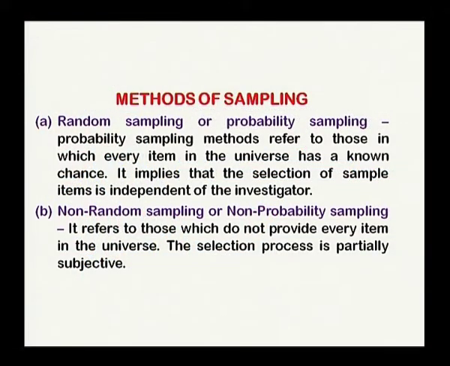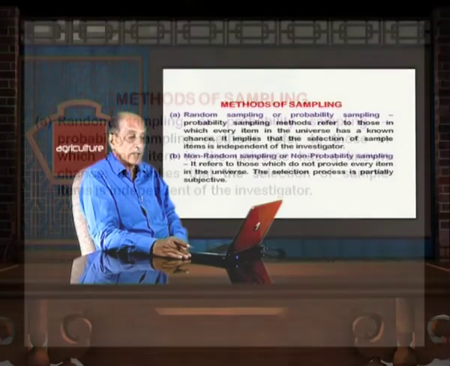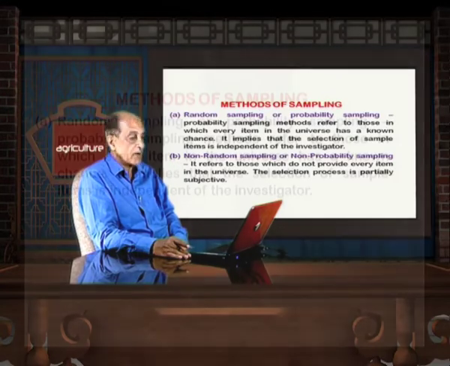Now, what are the methods of sampling? There are two methods of sampling. First is random sampling or probability sampling. Probability sampling methods refer to those in which every item in the universe has a known chance. It implies that the selection of sample items is independent of the investigator. In random sampling, the sample so taken is quite independent from the investigator, or it is not quite subjective, either fully or partially.